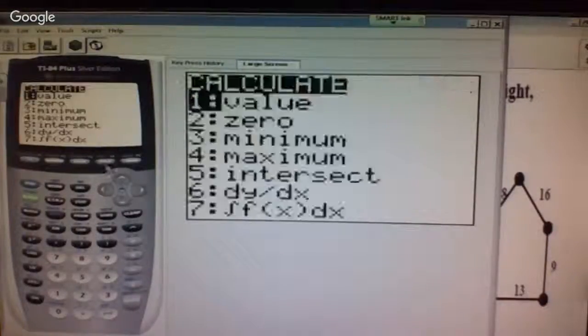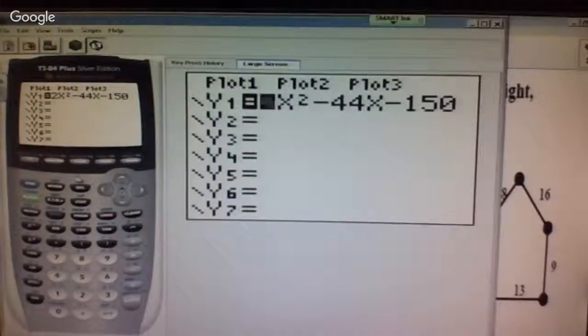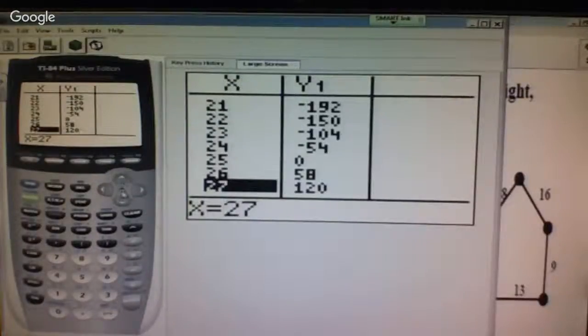You can do that, but you need to adjust your graph first. Yes, you can do that, absolutely, but you just need to adjust your graph first because if your graph can't see it, your graph won't calculate it. So 25 meals. It takes 25 meals to break even.